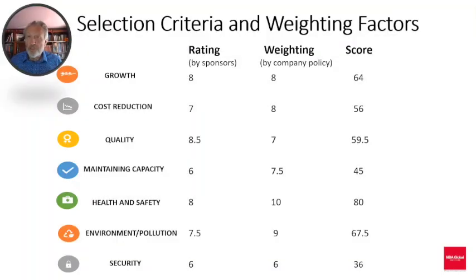Another system for shortlisting projects is to use weighting factors. Here, the company sets its weighting factors according to its policy and strategy. So it might have a preference for growth or quality or health and safety. The project promoters apply their own rating based on their own various criteria for their projects. And the final ranking is based on multiplying the two factors together.